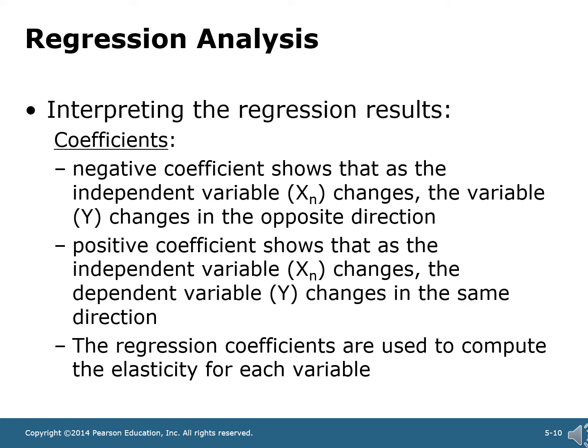On the other hand, if we have a positive coefficient, then when the independent variable changes, the dependent variable y changes in the same direction. So that would be if the price increased, the quantity demanded would increase, or if the price decreased, the quantity demanded would decrease. So in this case, this is showing the responsiveness in the quantity demanded to a change in price. The regression coefficient for the price of a slice of pizza is what we'll use to compute the price elasticity of demand.